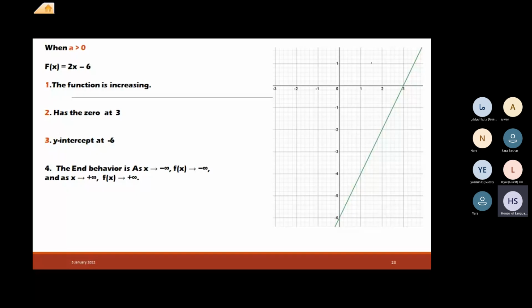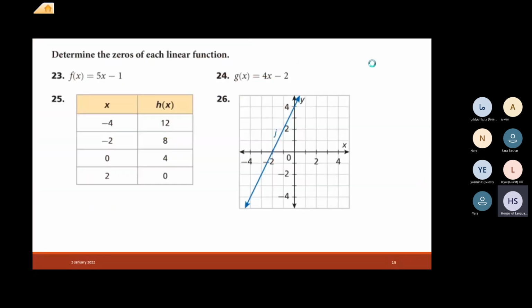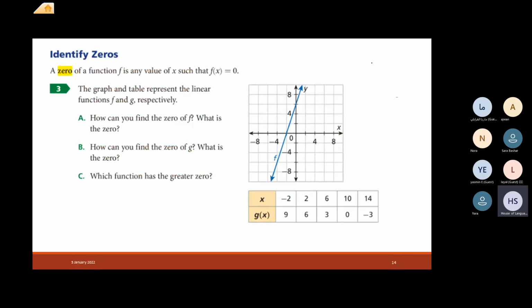Sit down. Do you know that tomorrow we have to finish all of this? Yeah, let's go to the zero. It's so easy.